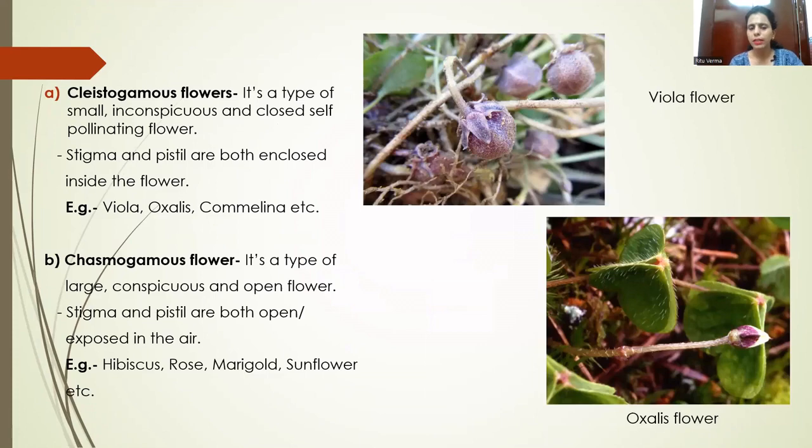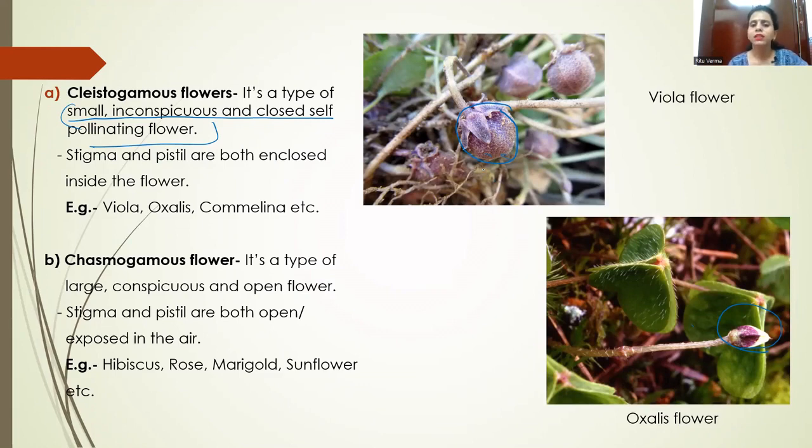Now there are two types of flowers, called cleistogamous flower and chasmogamous flower. The first type, cleistogamous, is a small, inconspicuous and closed self-pollinating flower. You can see here in the picture on the next slide, the first flower is of the viola plant and the second flower belongs to oxalis. In both pictures you can see that the flower is very small. It is inconspicuous. Inconspicuous means not easily noticeable. Somebody cannot notice them very easily.